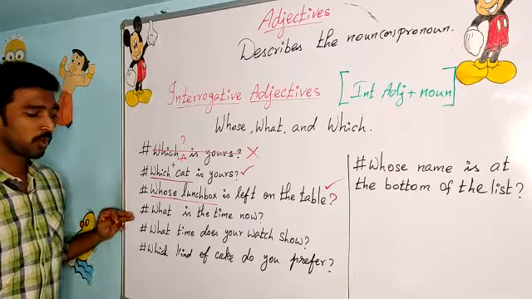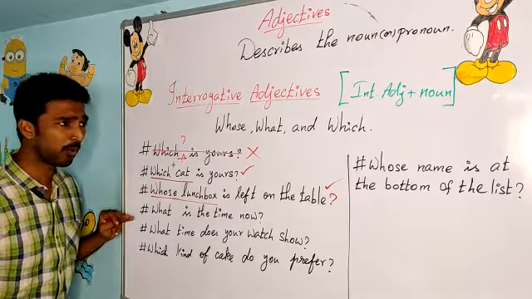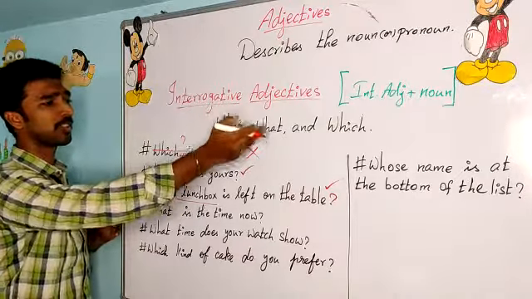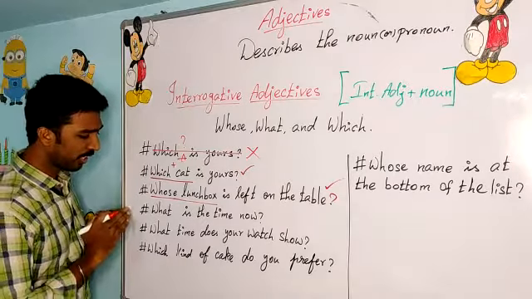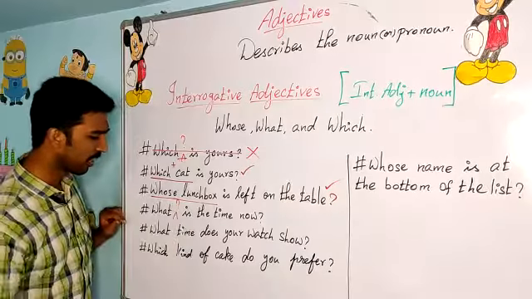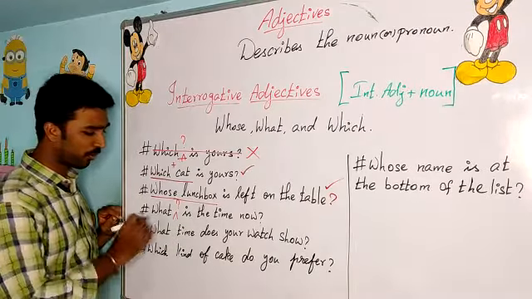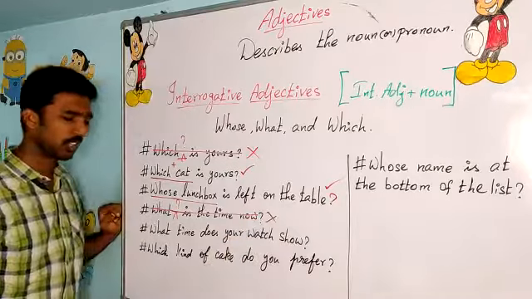The third one: What is the time now? What is the time now? What is an interrogative adjective, but by the rule it must be followed by a noun, and there is no noun here. What is the time now? No, here what is not an interrogative adjective.